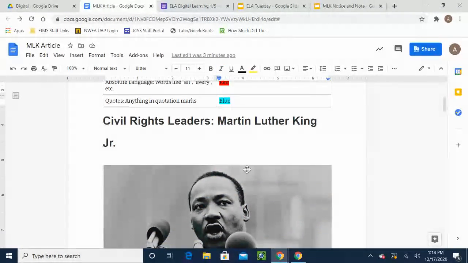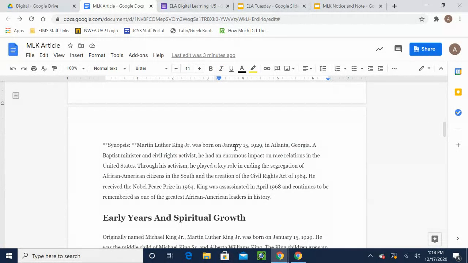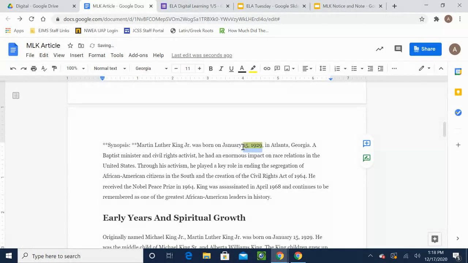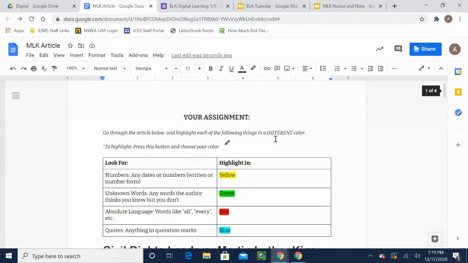So what I would do is if I'm reading this article and I already see a number, okay, so I see this. How you highlight is you go up to this top toolbar and you click on the thing that kind of looks like a marker. You click on that and you click your color, press highlight, and then you select whatever you are looking to highlight and it does it for you. Okay, so I've already done that. So once again, numbers in yellow.